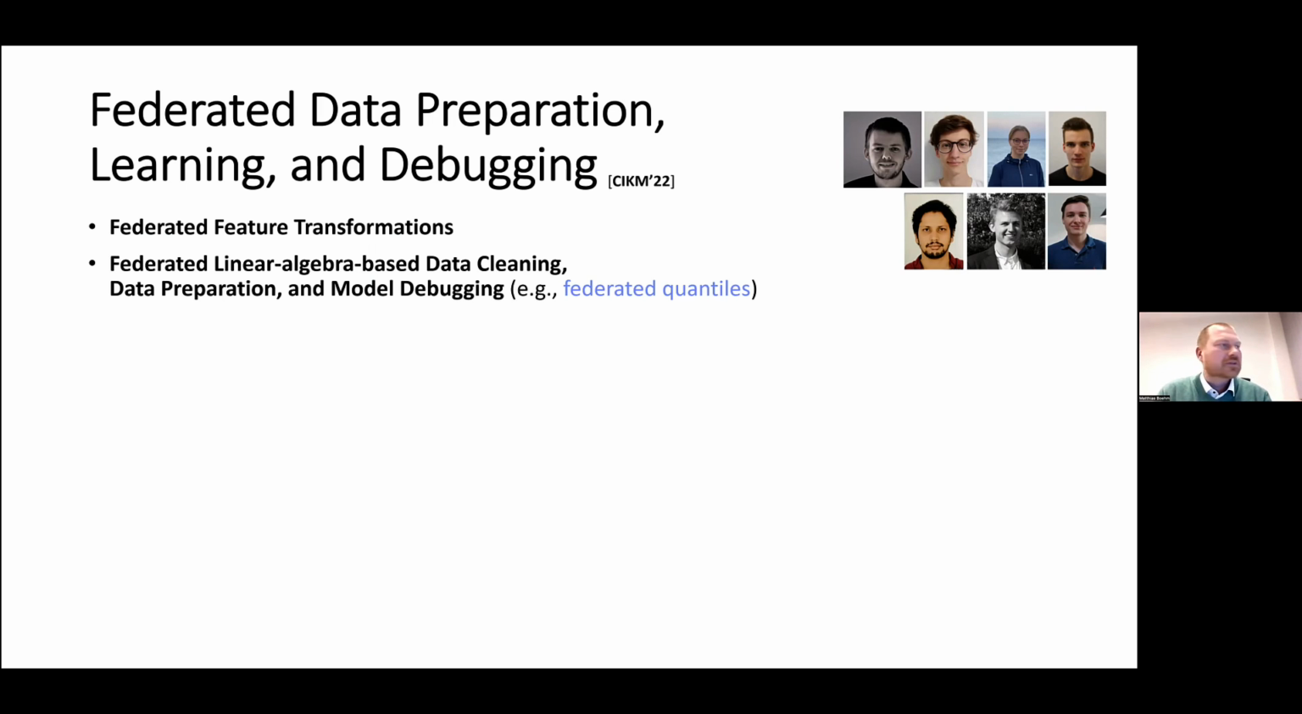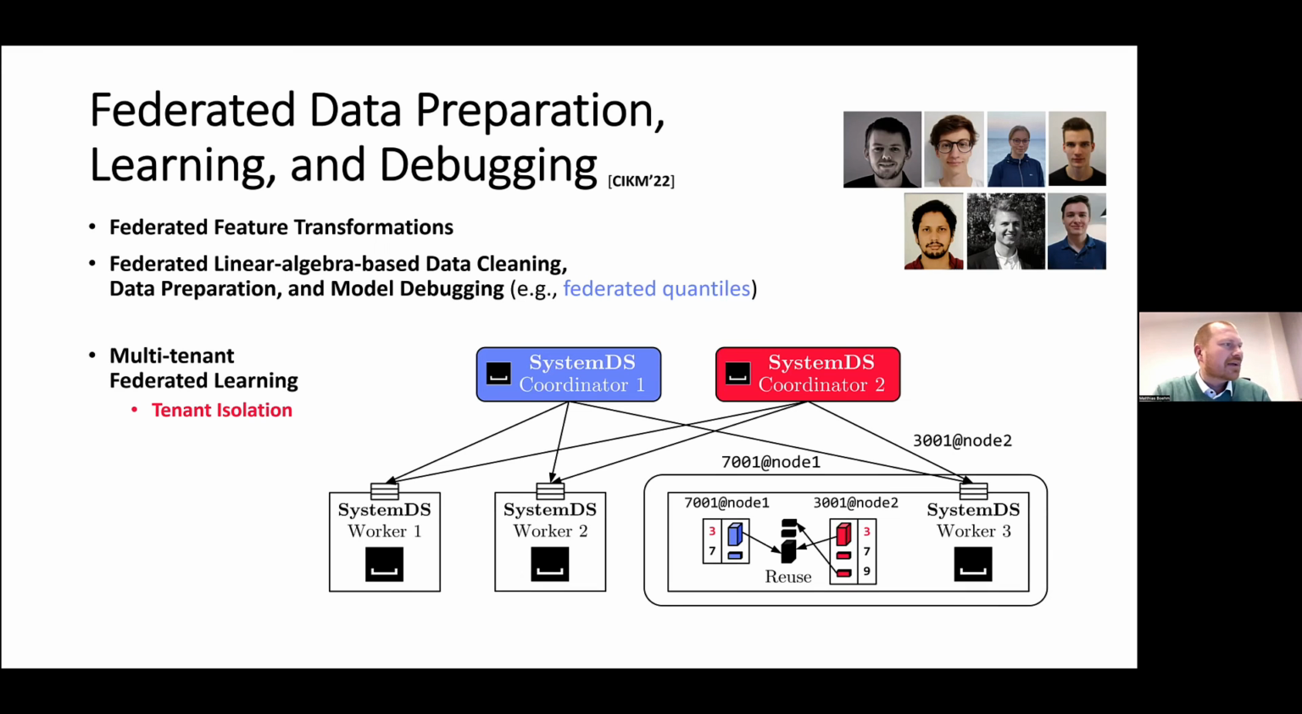But via recursive histograms, we can still compute those quantiles relatively efficiently. Furthermore, we added tenant isolation to allow multiple data scientists to simultaneously work with those federated workers without overriding each other and peeking into the intermediates of other results. So there's a certain tenant isolation. They have their own maps of intermediates at the federated sites and a certain protocol between them.